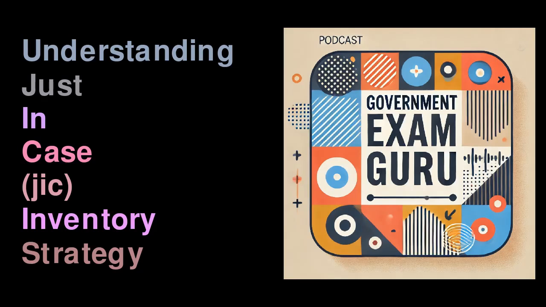Understanding just-in-case (JIC) inventory strategy. What is just-in-case (JIC)? Just-in-case (JIC) is an inventory management strategy where companies opt to maintain large inventories of products.